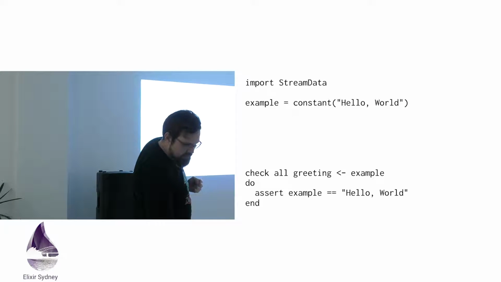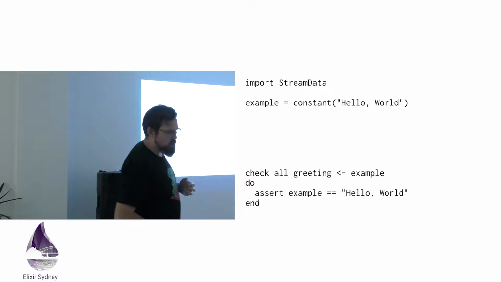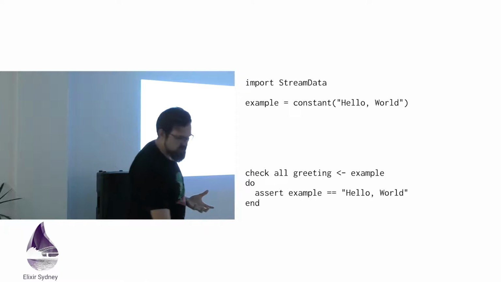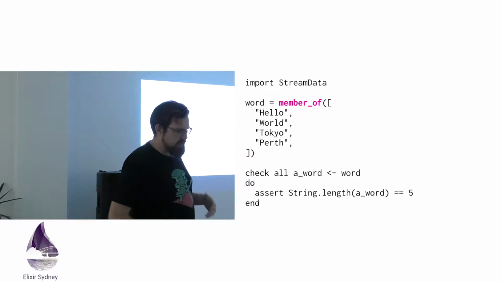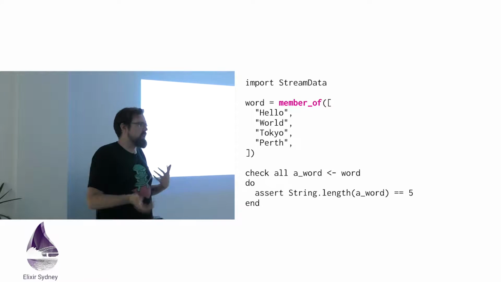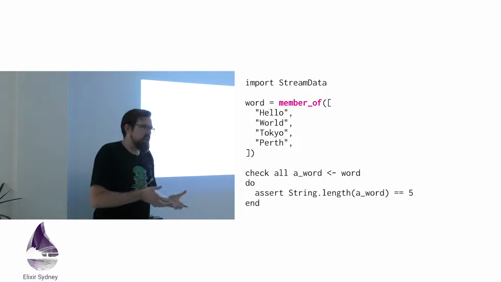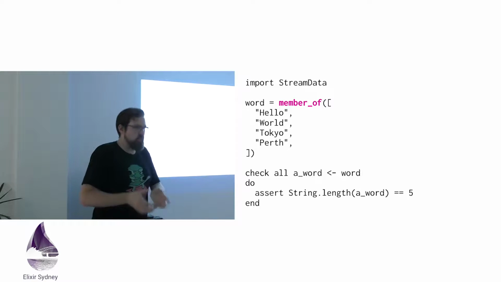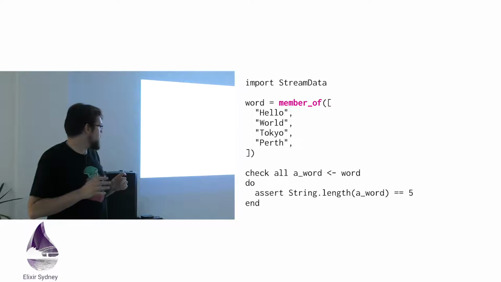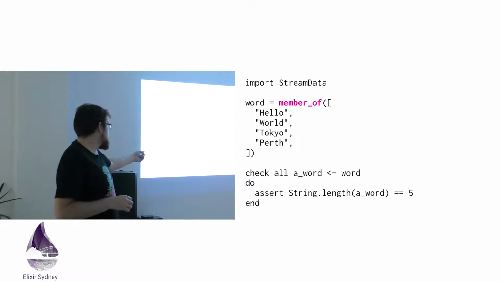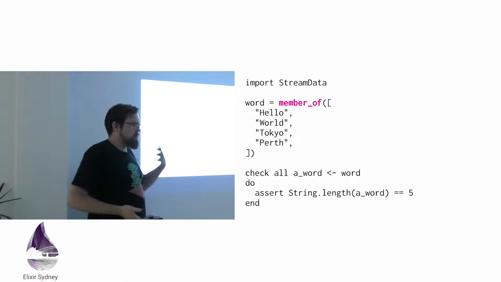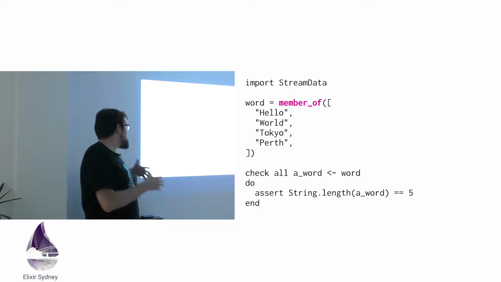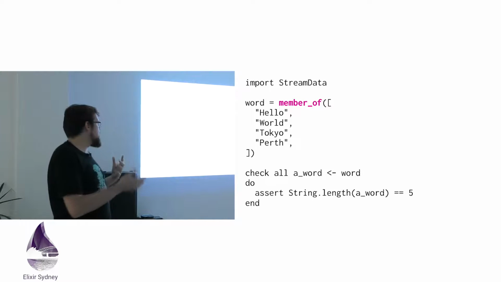But yeah, that's our generator value, and I covered what constant was. Cool. So we have more sensible generators, for example member of, which takes a list of things and produces a generator that, when you use it, will give you back one of these things. So in this test example below, you'll get hello or world or Tokyo or Perth. And this test is making sure they're all, again, this is a ridiculous test, but it's making use of the different generators.